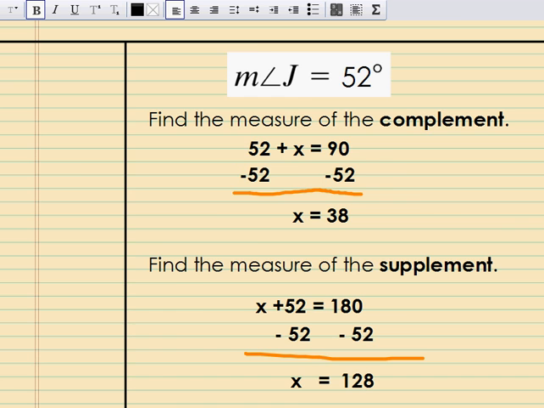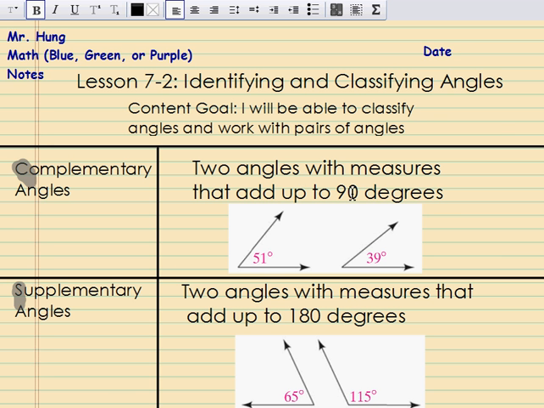Really quickly, complementary, again, are two angles that add up to 90. Supplementary angles are two angles that add up to 180.